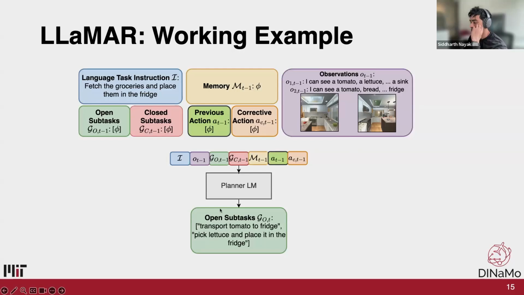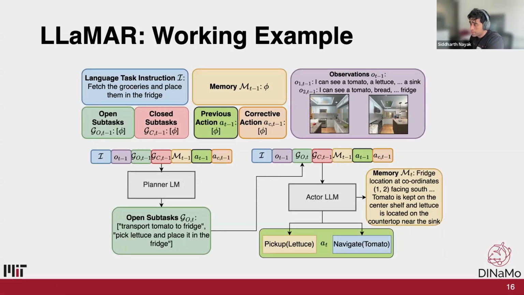Based on the current observation, the open subtasks that the planner thinks are important are transport tomato to the fridge and pick up lettuce and place it in the fridge. Both of them are making sure that you can transport the lettuce and the tomato to the fridge. As you can see in this image, there's a lettuce here and a tomato, and these are the only two objects that it has seen currently. This basically updates the list of open subtasks. Now, based on this update, all of this is fed as input to the actual language model.